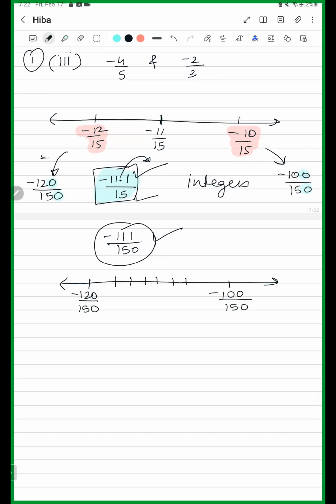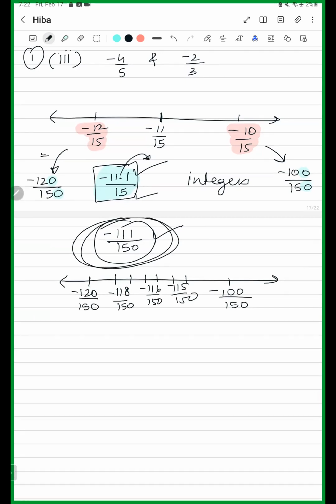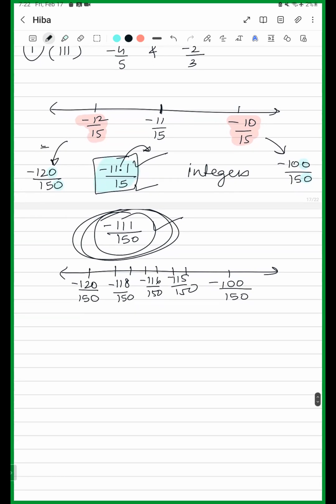For example, -118 by 150, -116 by 150, -115 by 150. And -111 by 150 will also come in that. Yeah. Okay Hiba, tell me then, what is the maximum number of rational numbers that you can find between this and this? Can you repeat the question again? What is the maximum number of rational numbers that you can find between these two?